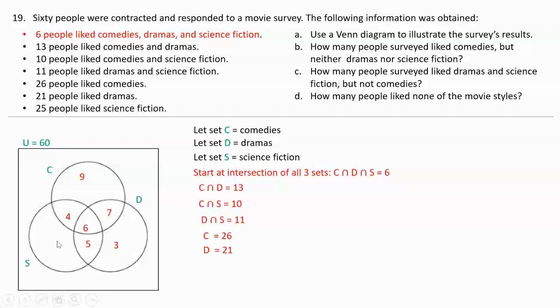And finally, for the science fiction, it's 25. So all this region must be 25. We got 4, we got 6, that's 10. This is 15, so this must equal 10. Okay, but we're not done yet, right?